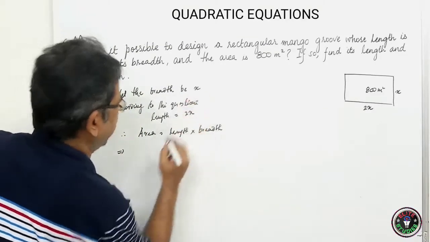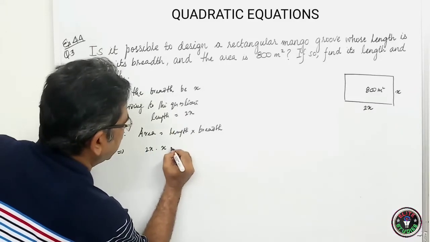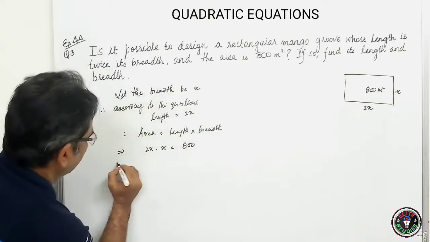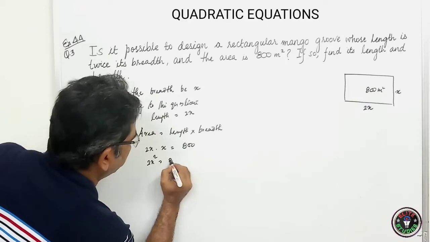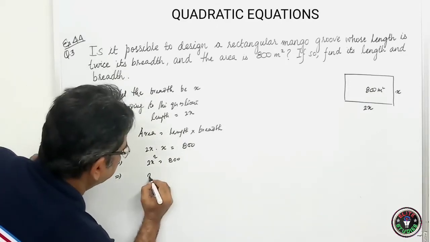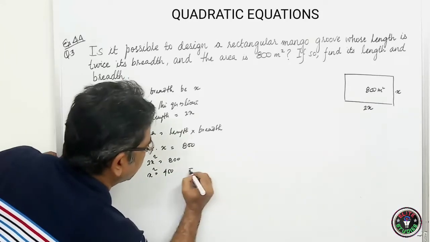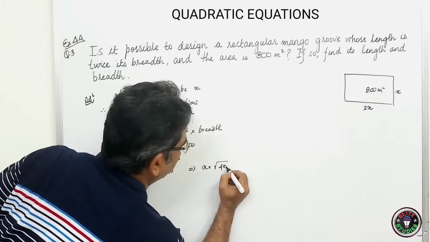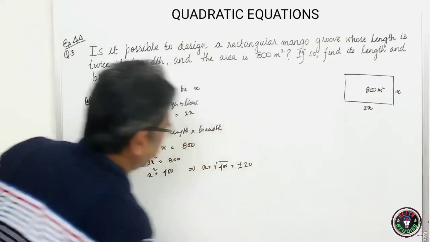Length into breadth. Length is 2x, so 2x into x is equal to the area, that is equal to 800. So this gives 2x square is equal to 800. So x square is equal to 400. So x is equal to root over 400, that is equal to plus minus 20.